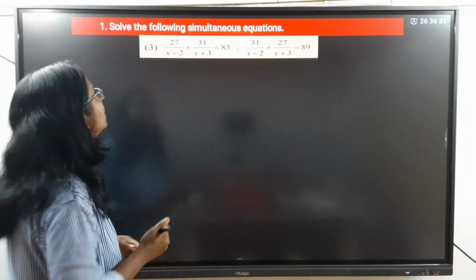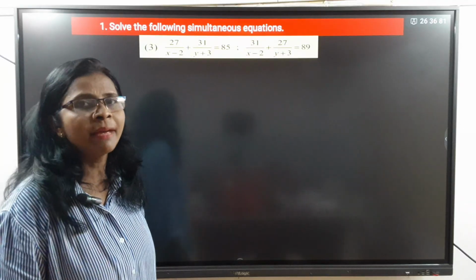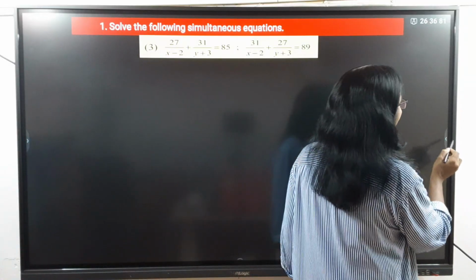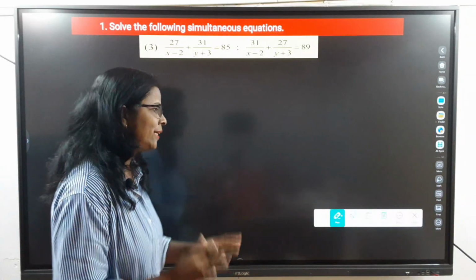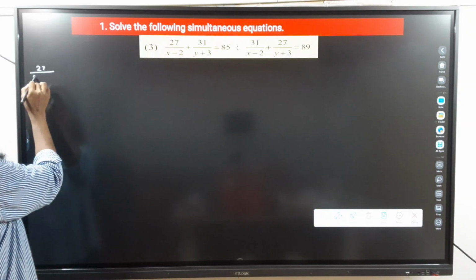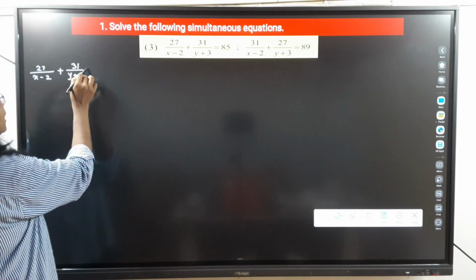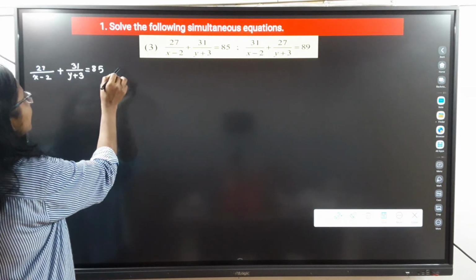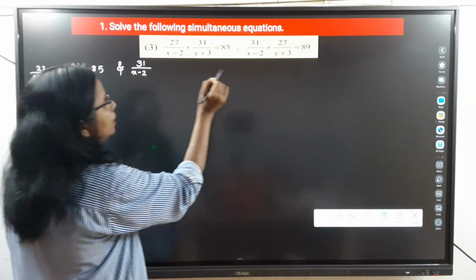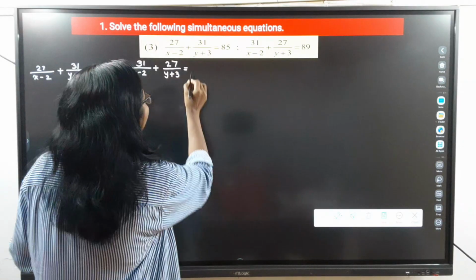The next example, students. 27 upon x minus 2 plus 31 upon y plus 3 is equal to 85, and 31 upon x minus 2 plus 27 upon y plus 3 is equal to 89. So now here, students, first we write down the given equation as it is. So here first equation, 27 upon x minus 2 plus 31 upon y plus 3 is equal to 85. And second equation, 31 upon x minus 2 plus 27 upon y plus 3 is equal to 89.